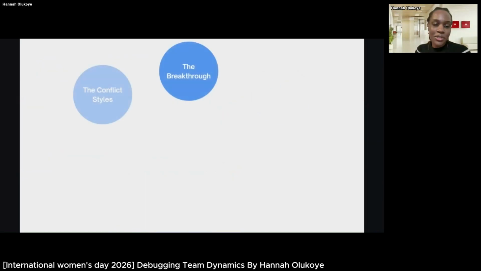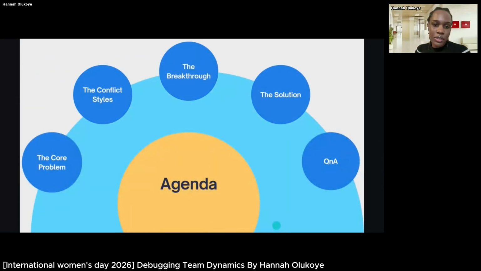So today's agenda will focus on just 5 things. What is the core problem that faces teams? What are the conflict styles that exist that are well known? And then how do we get through the breakthrough of this? And what would be the ideal solution in navigating team dynamics? And in the end, my favorite part, which is the question and answer. I'm looking forward to your questions, so feel free to use the chat and we can discuss.